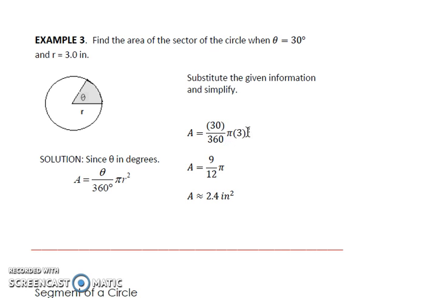And then we just simplify. By order of operations, we'd square this 3 to get 9, and then it looks like we reduce this fraction here to get 1 over 12, multiply the 9 by 1 over 12 to get 9 over 12 times pi. Plug this in the calculator to get approximately 2.4 inches squared for the area of the sector.